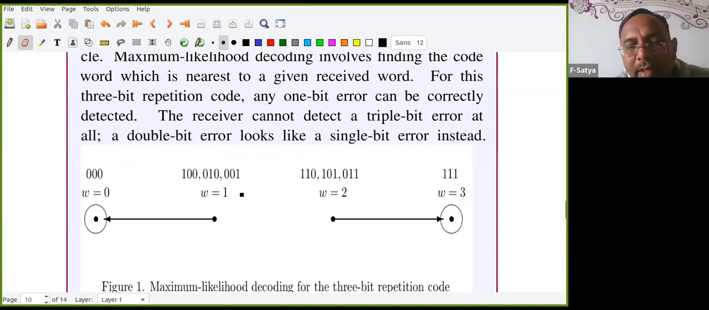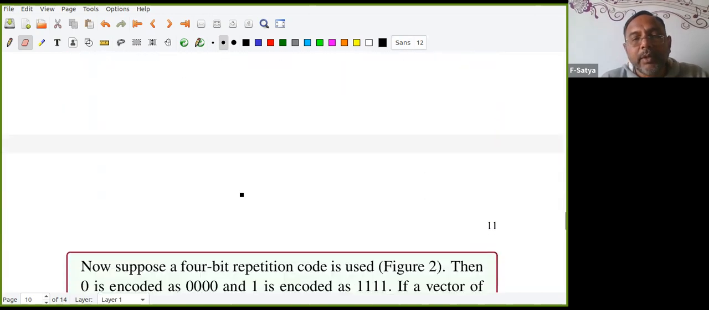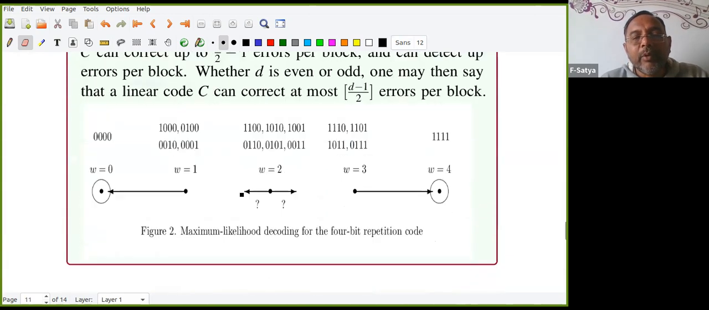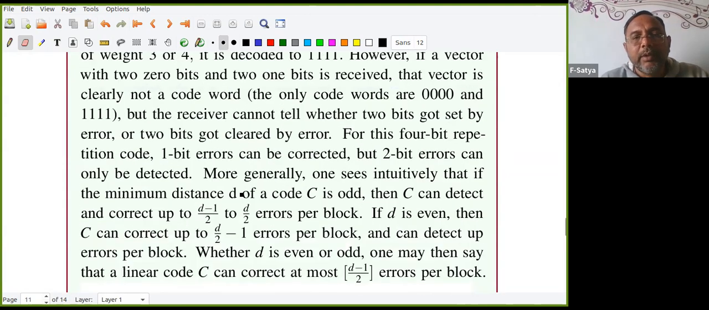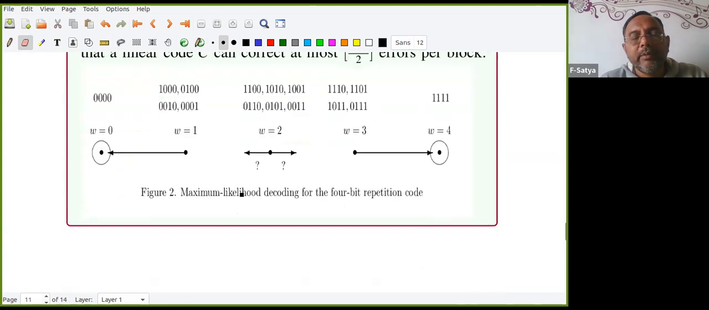What happens if 2 errors occur? I sent 000, but I get 110. Then I wrongly map it to 111. So I can detect the error, but I cannot correct it. Now I am going to length 4 to make it clear, to understand whatever I am covering. Now I am taking the repetition code with length n equal to 4.